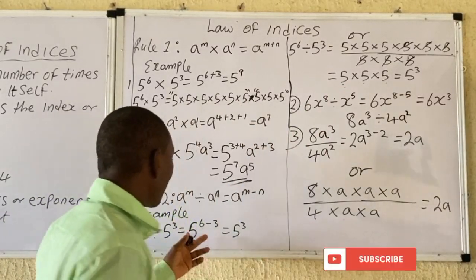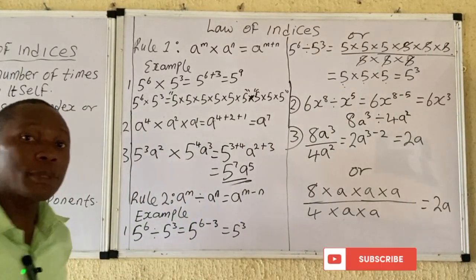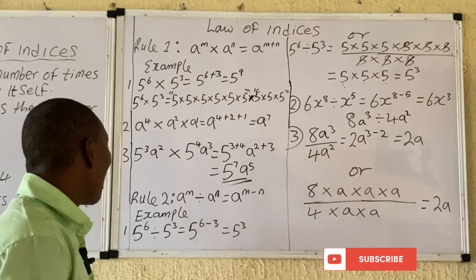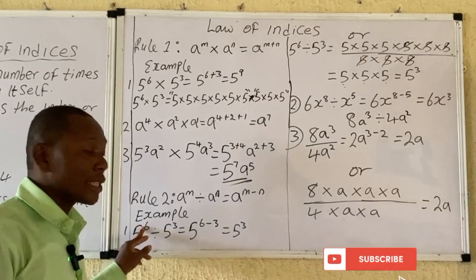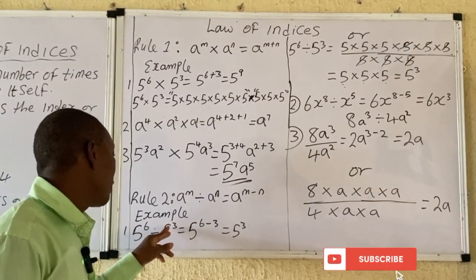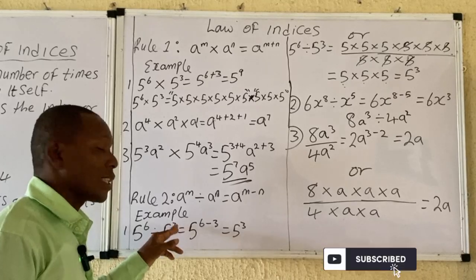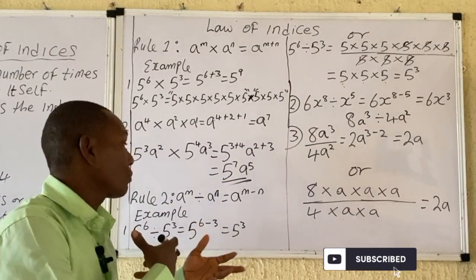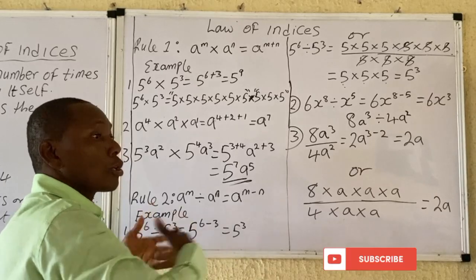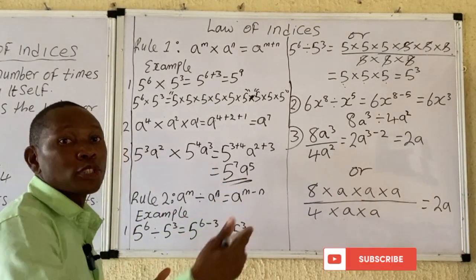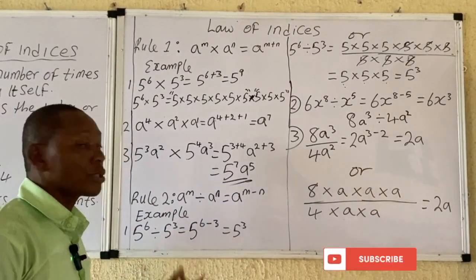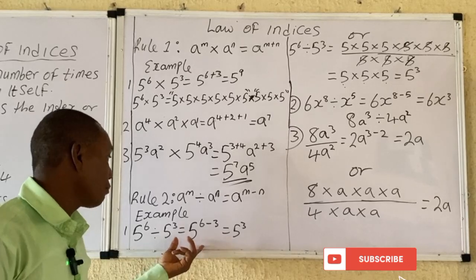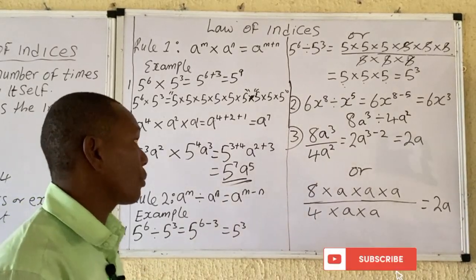But the reason why using the rule is very important is, in some cases you may have 5 raised to the power of 28 divided by 5 raised to the power of 13. So you may not have to write too much, may not have to write a very long 5 multiplied by itself. Instead of that, just use the law and solve it in a very easy way.